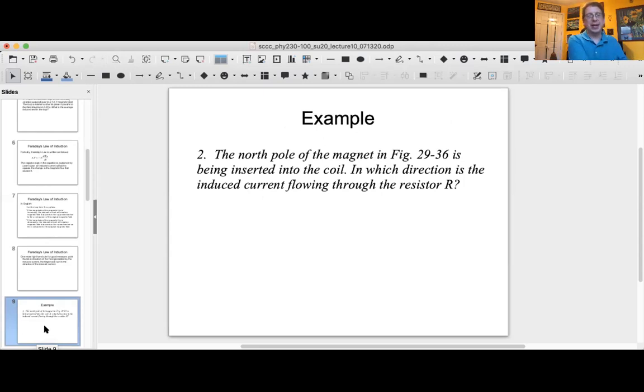So now we have an example, and you definitely want to refer to your textbooks for this one. So this is problem number 2. The north pole of the magnet in figure 29.36 is being inserted into the coil. In which direction is the induced current flowing through the resistor R? So let's see if I can reproduce this diagram reasonably well enough when we go to the whiteboard. So this is a qualitative problem more than anything.